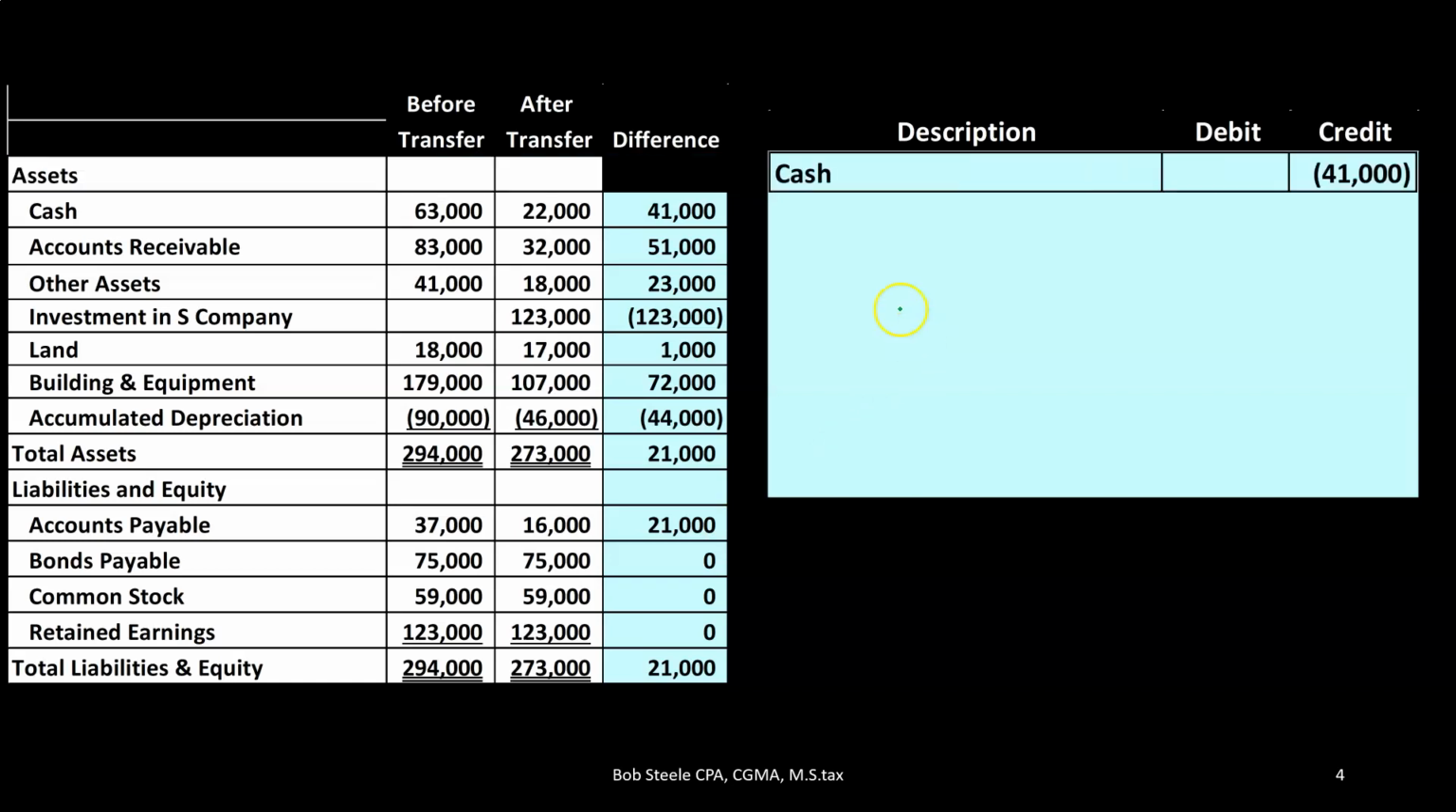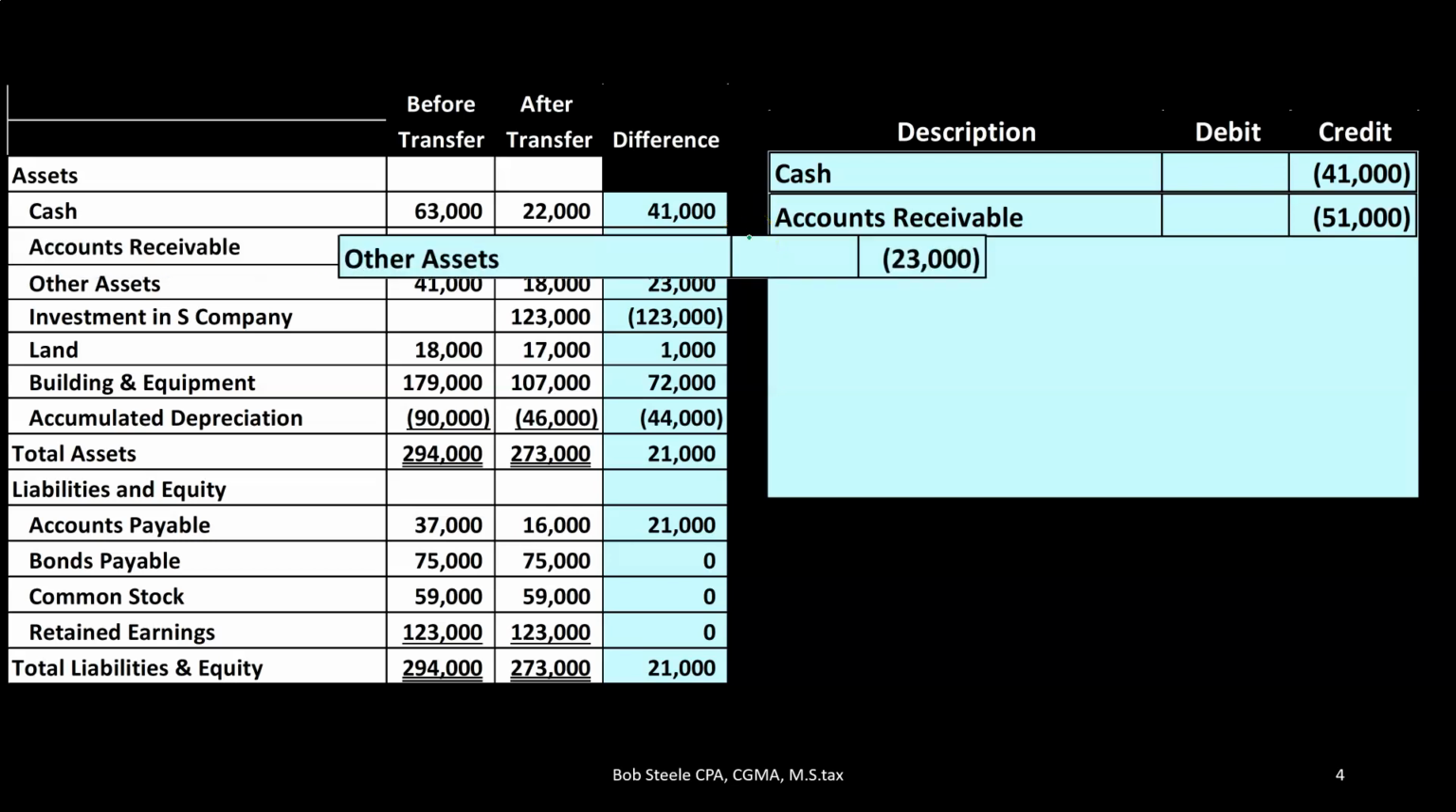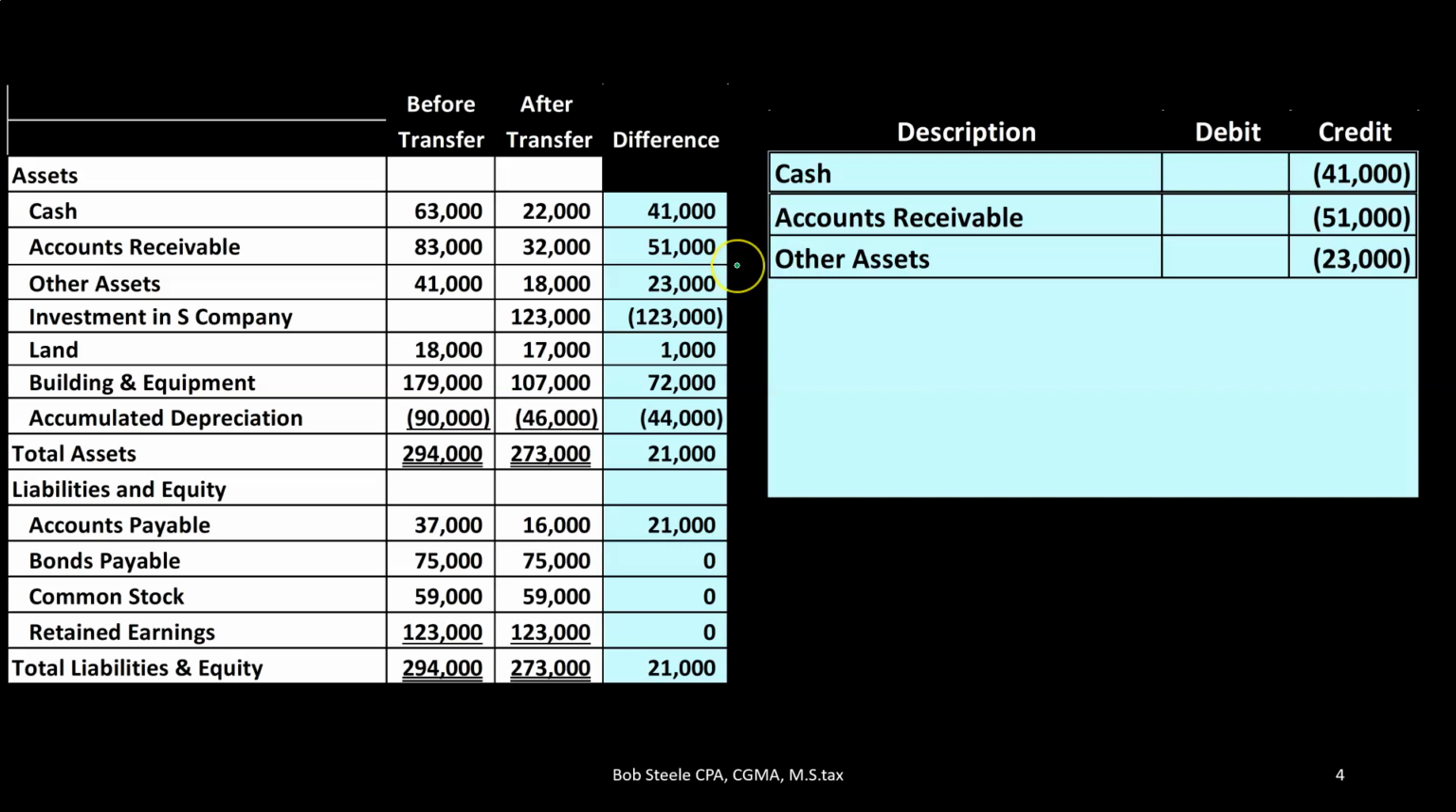I'm going to say, all right, cash, the cash must have gone out, because if we're talking about P's books here, so on P's books, we must have credited cash, 41,000, because we transferred it from P to S. The accounts receivable, well, that must be going down on P's books because we transferred it to S of the 51,000. We transferred other assets of the 23,000. And then I'm skipping this one for now. We'll be back here later. And then the land we transferred at 1,000.